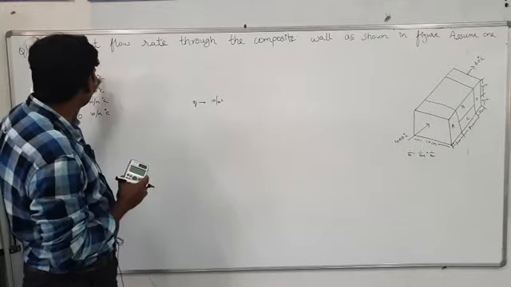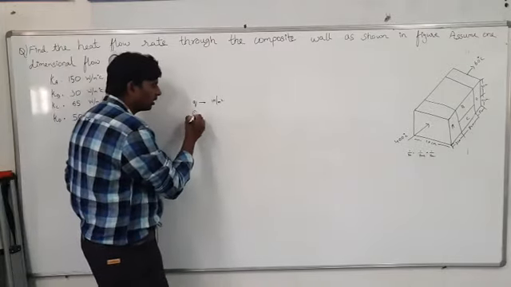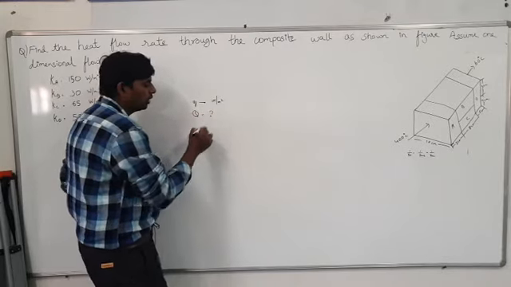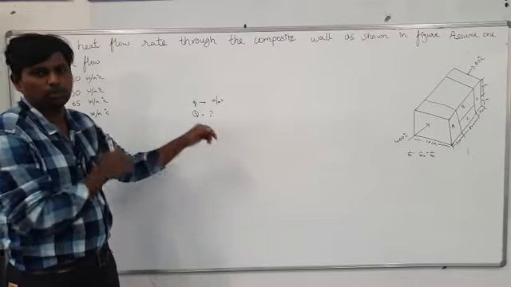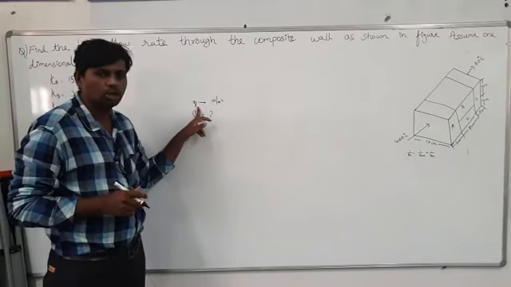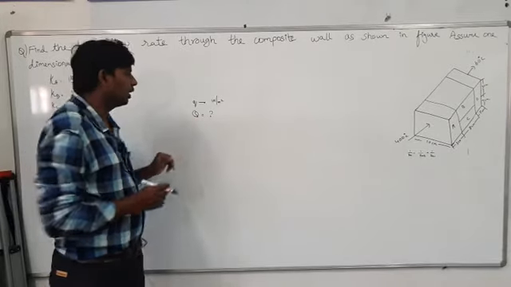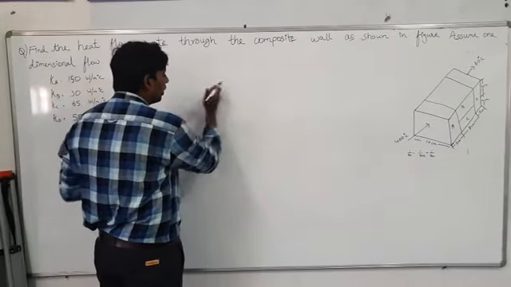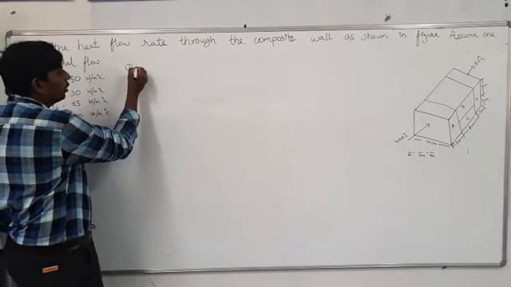But in this problem, what is given? Heat flow rate. Heat flow rate means he is asking to find the value of capital Q. In the previous problem, he asked to find the value of small q, but in this problem he asks to find the value of capital Q. So here, you have to find the value of capital Q.